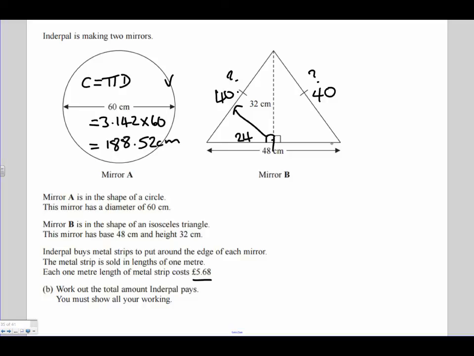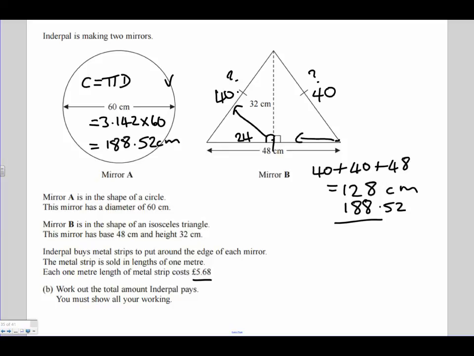So the perimeter of our isosceles triangle is 40 plus 40 plus 48. And that gives us 128 centimeters. Add this to the 188.52 centimeters that we had for the other mirror, and we get a total, when put into our calculators, of 316.52 centimeters. That is how much of the metal strip that we need.